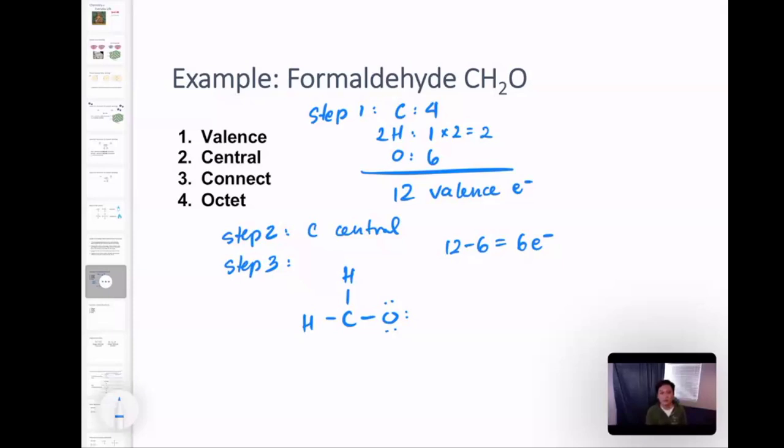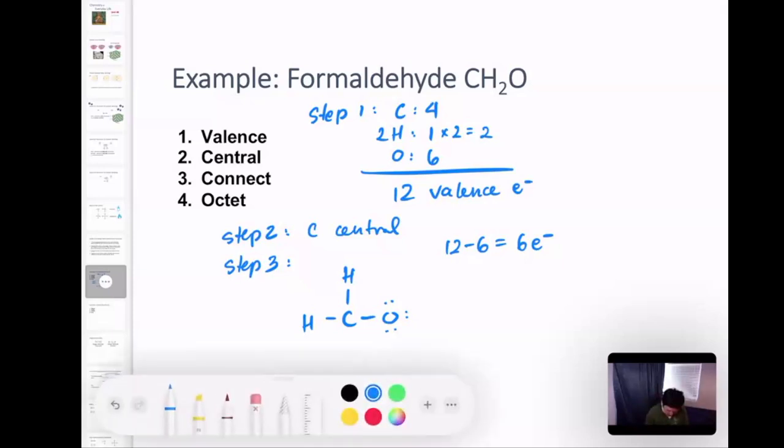So step 4 says, if you don't have an octet for every atom, or a duet if it's hydrogen, then you need to share more of the lone pair electrons to become bonding pairs of electrons in order for everybody to be happy. So notice who's not happy yet. Oxygen has an octet, hydrogen has a duet, but carbon only has how many electrons? It has 3 bonds, right? So 3 times 2 is 6, right?